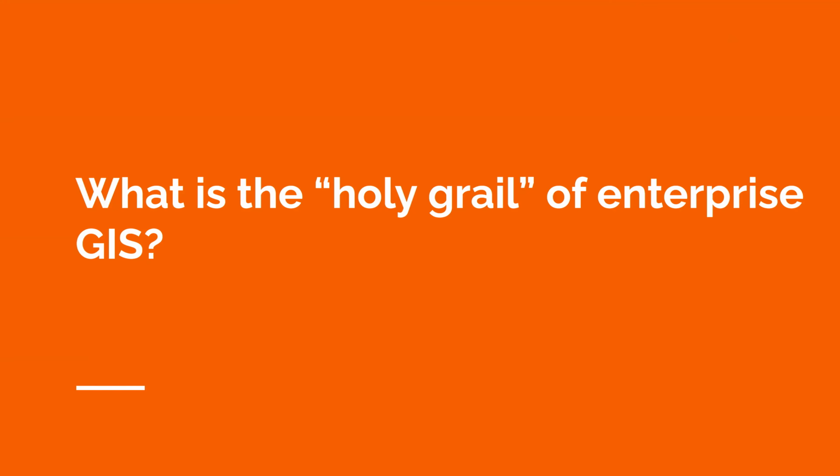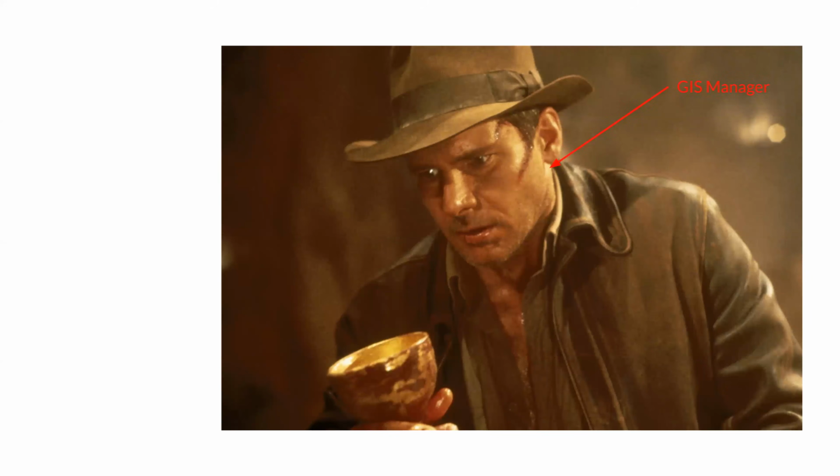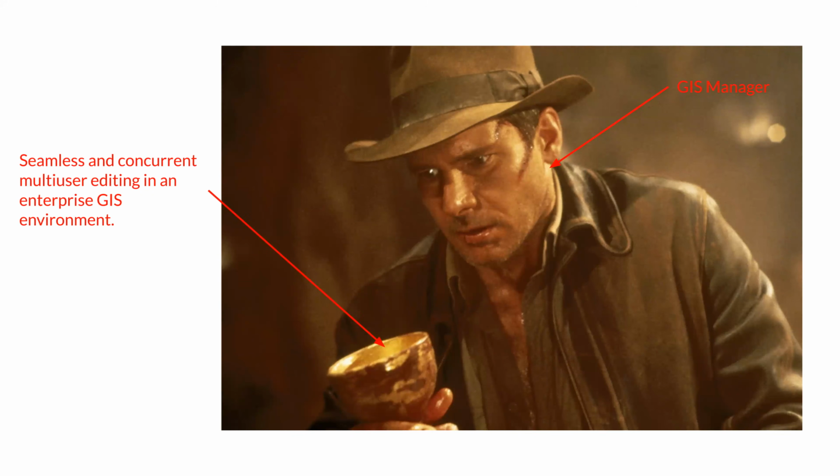All right, so I've worked in a number of different GIS settings, and I think the holy grail of enterprise GIS is definitely this idea of seamless and concurrent multi-user editing in an enterprise GIS environment. Not only do we want to allow multiple users to connect and edit and change things, we want to be very granular with those permissions. We want to say user A can do all this stuff, user B cannot do these things, user C, we have no trust for that person, they can only read data, and we want to make sure our data are locked down. Not only that, we want to be able to track changes.